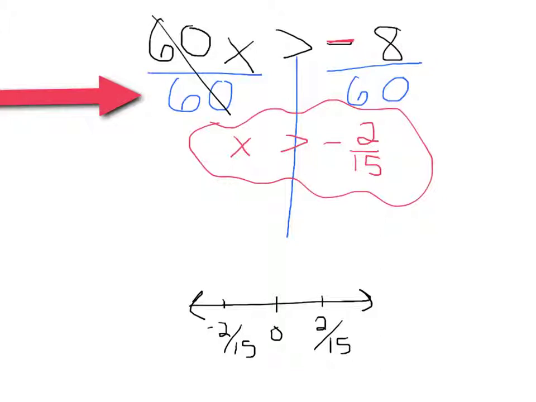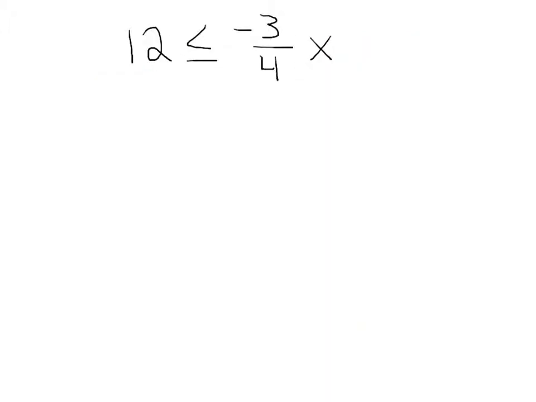And this time we have an open circle, and all numbers greater than negative 2/15, so we shade to the right. Here's our last example together, and then I want you to try 3 on your own. So in this one, we have multiplication by a fraction, so to undo that, we multiply both sides by the reciprocal.